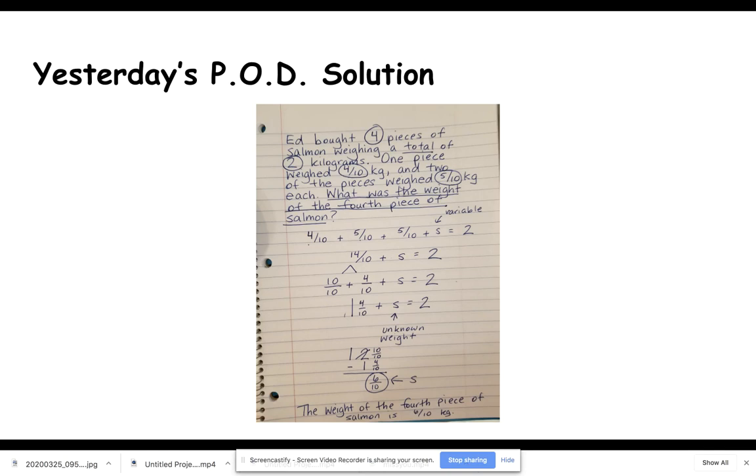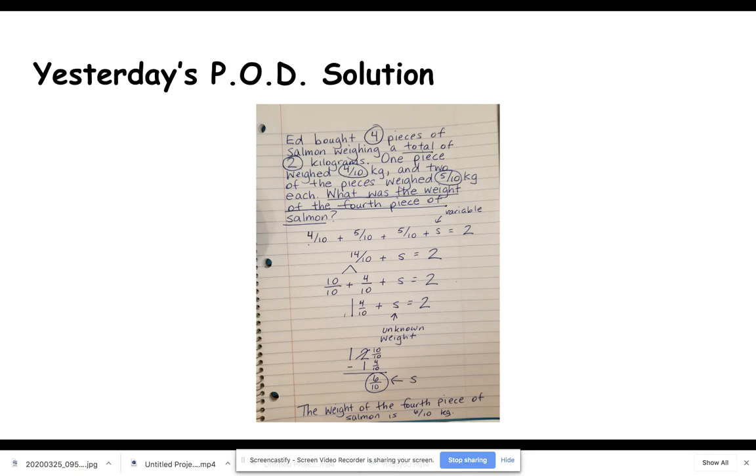But 14/10 is an improper fraction. So to turn it into a mixed number, I broke it apart into 10/10 plus 4/10. And we all know 10/10 is the same as saying 1 whole. So my mixed number there is 1 4/10 plus s equals 2. I still don't know the weight of that 4th piece of salmon. But what I could do to find it out is I could subtract 2 minus 1 4/10.